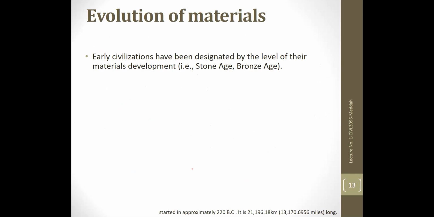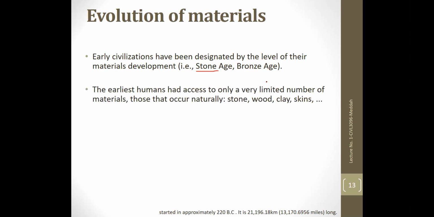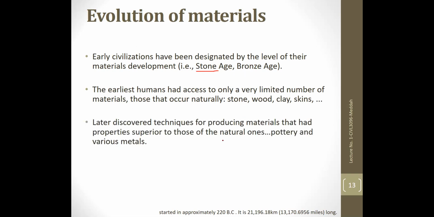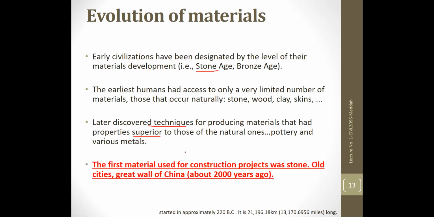So civilization, as we have seen, is linked to the material that was used at the time. This is why we call them the Stone Age, Bronze Age, and Iron Age, referring to the material that was used at that time by human beings. Of course, the earliest humans had very limited access to materials. They had only a limited number of materials available, like wood, stone, and animal fur. But nowadays we have a large variety of materials available that can be used for different purposes. Later on, humans learned and discovered techniques to produce new types of materials with better and superior quality that make life easier than for the earliest humans.